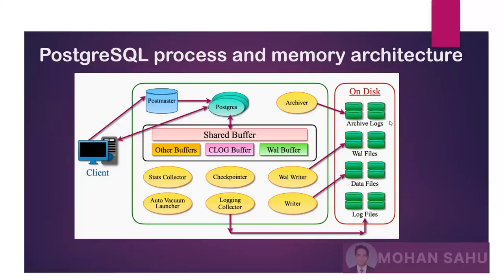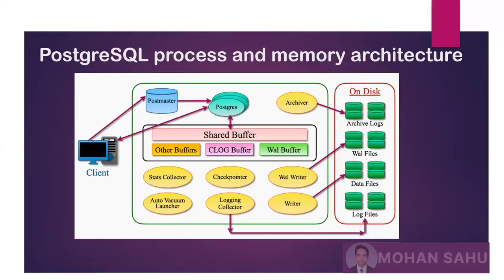Now this is a diagram of the PostgreSQL process and memory architecture. When a client tries to connect to the PostgreSQL database, it will first check with the postmaster, and the postmaster will check all the authentication information, whether it has the correct IP address, whether it has the correct username and password, and it will authenticate the user, and then it will create a new process called Postgres. Apart from this Postgres process, it will also initialize all the other utility processes which we will discuss later.